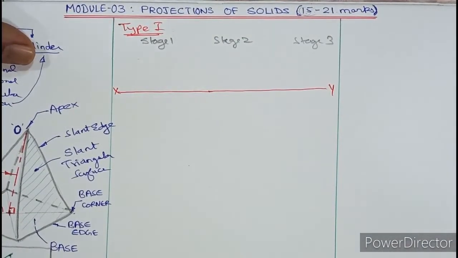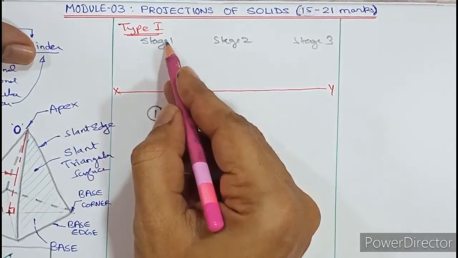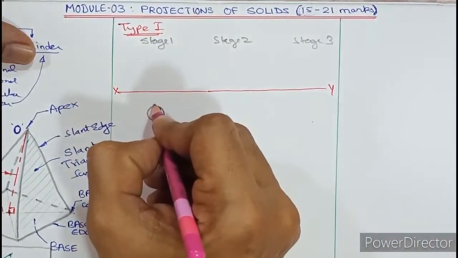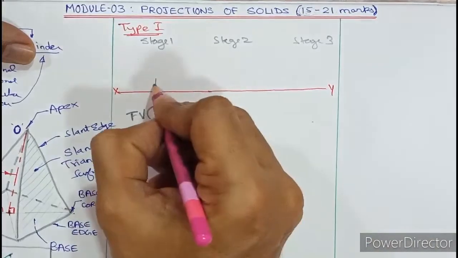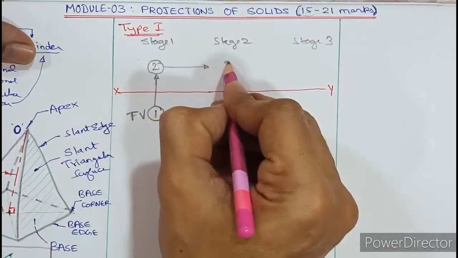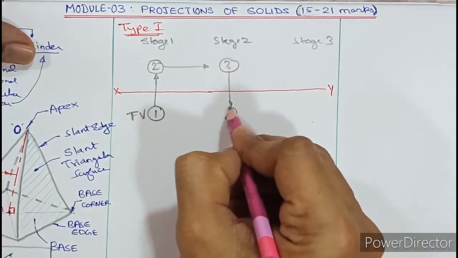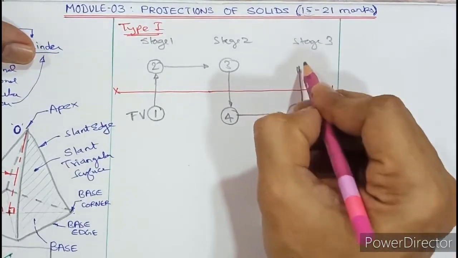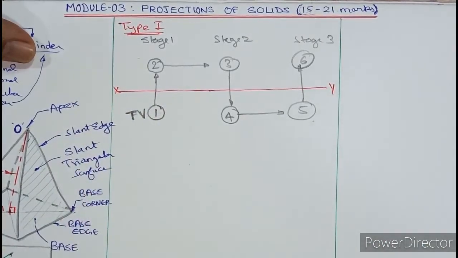So in type 1, if you draw the first diagram here, each stage carries 2 diagrams: front view, top view, front view, top view, front view, top view, and they are related. So if the first diagram is drawn here, that is the front view. If you start with the top view, for example, then the second diagram should be drawn above. The third diagram has to be drawn beside. The fourth diagram should be drawn below. The fifth diagram beside, and the sixth one is above. So this is a type 1 question where the first diagram is drawn in the top view, that is below XY.